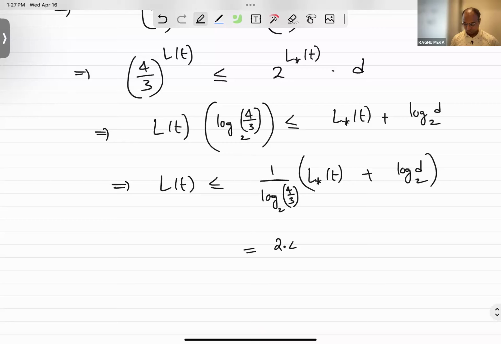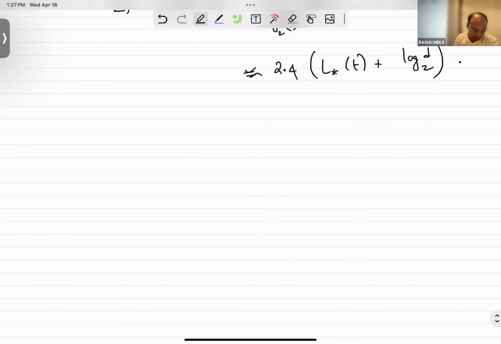And this is 2.4, or roughly 2.4. Okay. All right. So all of this is very good.